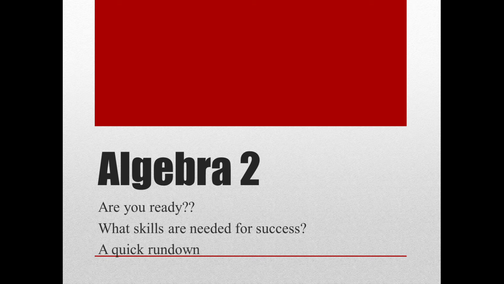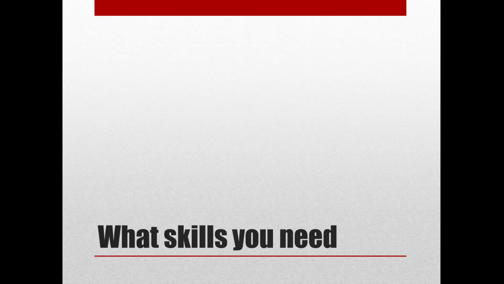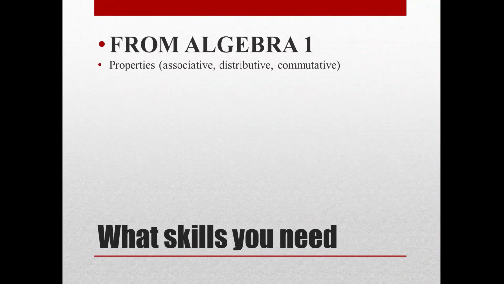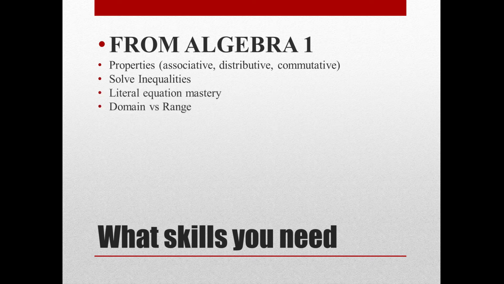Let's get started. Since Algebra 2 comes after Algebra 1 and Geometry in Texas, I want to identify skills from both classes. From Algebra 1, you need to remember the three major properties of operations. Other skills that you need include solving equations and inequalities, solving literal equations, dealing with domain and range, whether algebraically, graphically, or definitively.